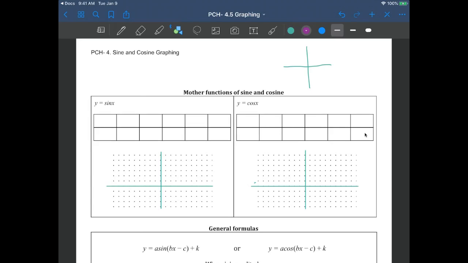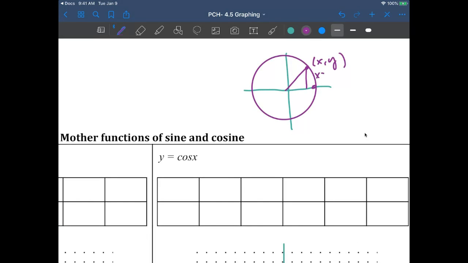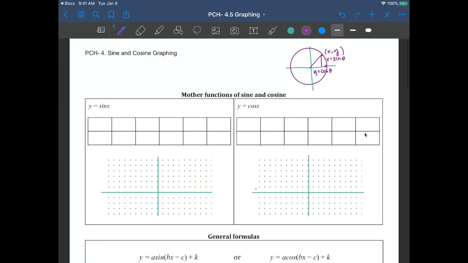Okay, we're going to look at sine and cosine functions. So first off, let's look at our mother functions. I'm going to look at my unit circle here. Remember that if I have a triangle, this ordered pair x comma y, the x value is equal to the sine of theta, and the y value is equal to the cosine of theta. So sine is the height, and cosine is the horizontal distance.